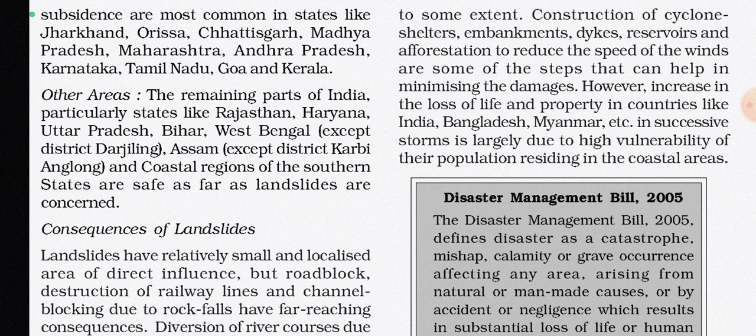Other areas, the remaining parts of India, particularly states like Rajasthan, Haryana, Uttar Pradesh, Bihar, West Bengal except district Darjeeling, Assam except district Karbi Anglong, and coastal region of southern states are safe as far as landslides are concerned. Landslides do occur in Darjeeling, and in Karbi Anglong in Assam.